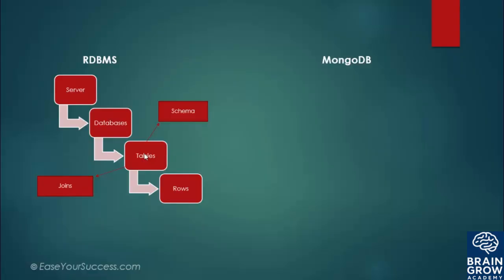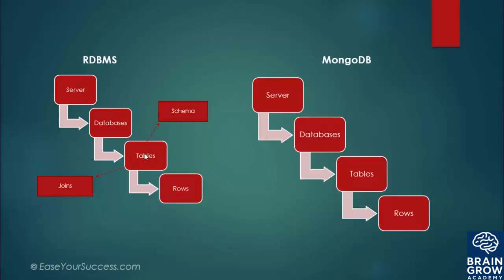Now let's have a look at MongoDB. MongoDB will also have a database server, same as RDBMS. On the database servers, we'll have our databases running. But here, instead of tables, we will have collections. So in RDBMS, we have tables, but in MongoDB, we have collections instead of tables, and instead of rows, we have documents.